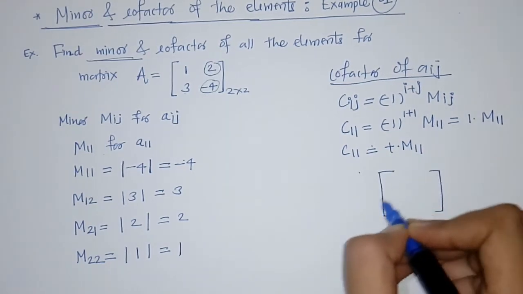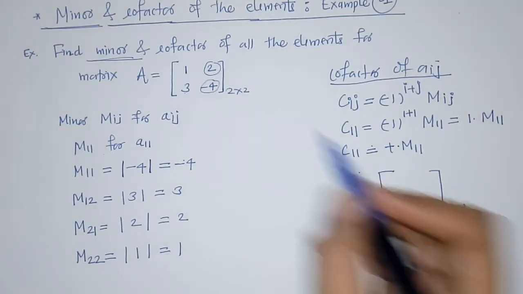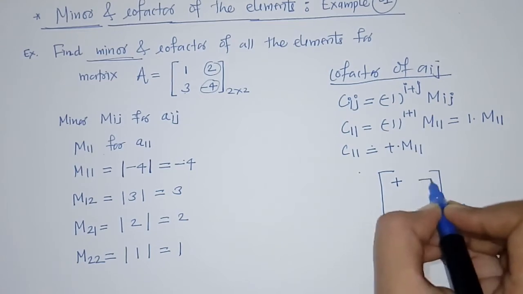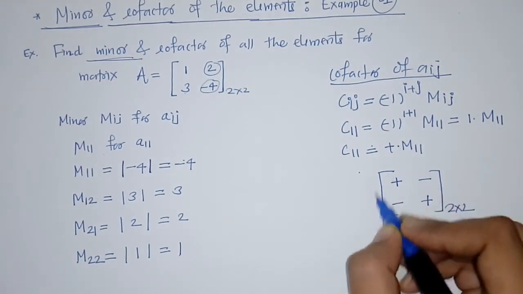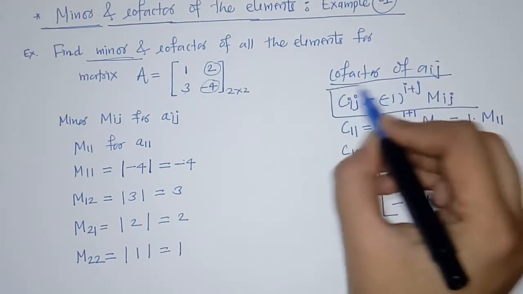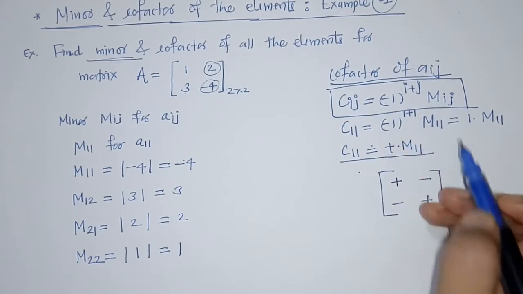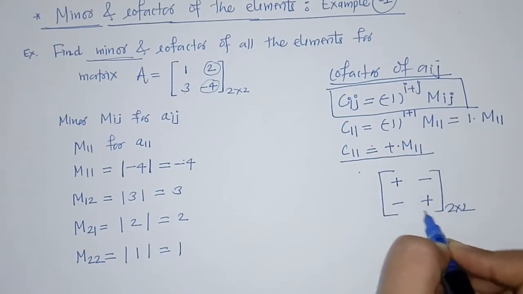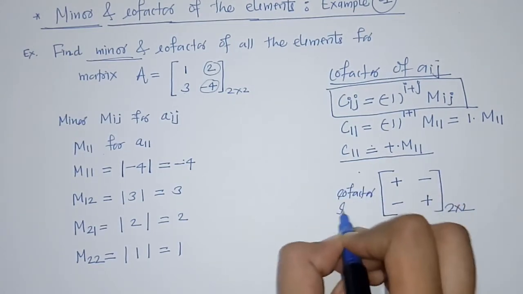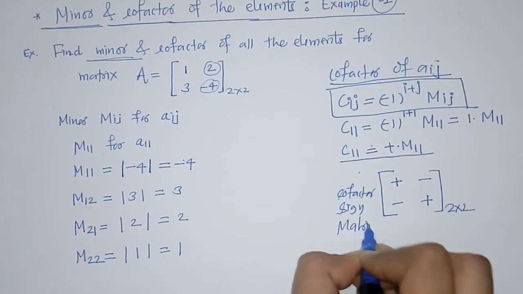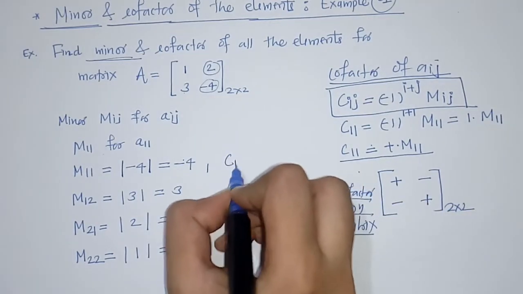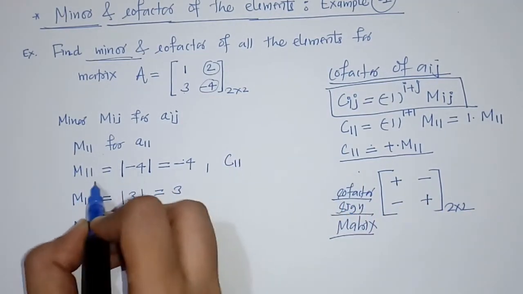and the cofactor signs are given by one matrix. This is of order 2 by 2, so we will write all cofactor signs in one matrix. All these signs are for cofactors. To avoid all this calculation, we have summarized all these signs in this one matrix. We will call this the cofactor sign matrix. Taking the help of this, we will write the cofactor of the first element.